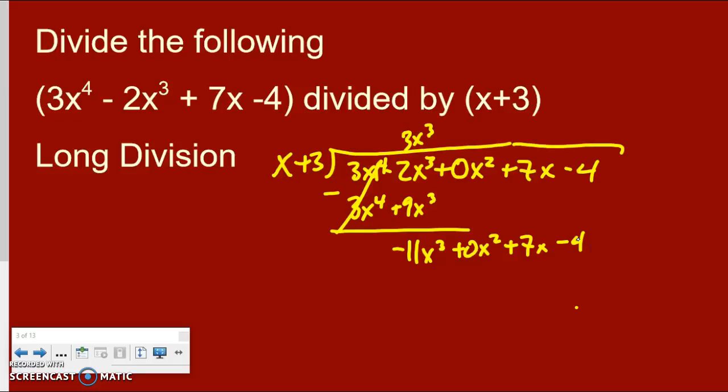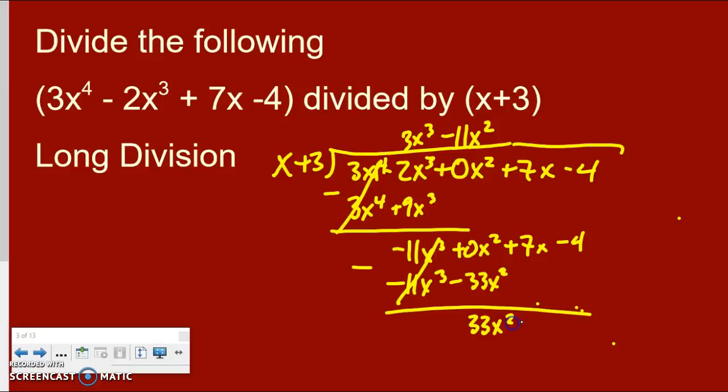Continue further here. What times x is negative 11x cubed? Well, negative 11x squared. You can see the numbers are going to start to get big here. If I have a negative 11x squared, I have to multiply it, negative 11x cubed, negative 33x squared. Do my subtraction. Those eliminate.